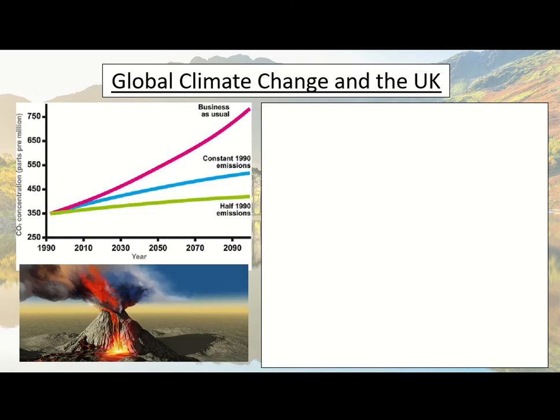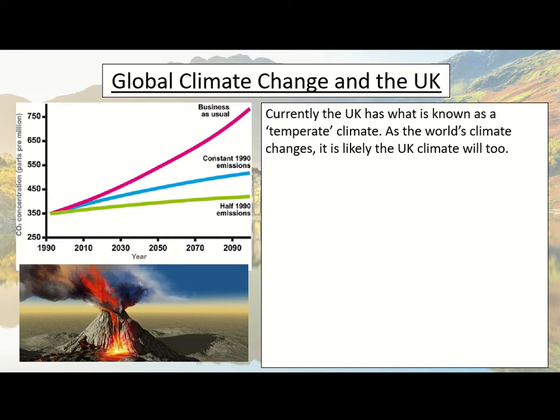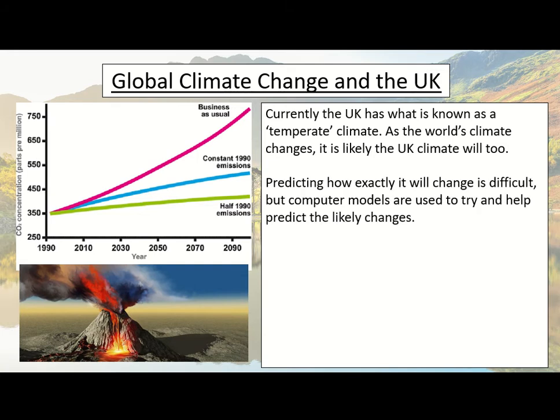So these are some notes you need for your book. Use the subheading of global climate change in the UK. Firstly, we're just going to establish that the UK's current climate is what we'd call temperate. Now you'll know this from the weather hazards and climate change topic, and the UK's position globally means it's got a temperate climate, it's seasonal. So as the world's climate changes, we're actually expecting that temperate nature to shift slightly, to adjust. Predicting how, though, it's going to adjust is the main difficult thing.